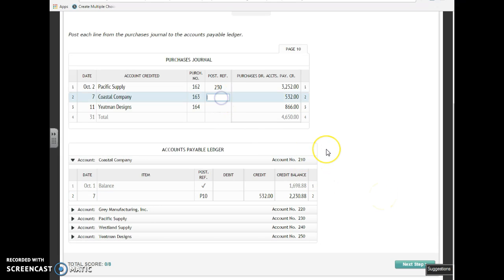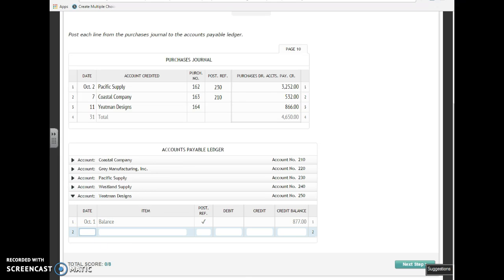Account number 210 up on your journal. Last one, to Yeatman Designs. I'm going to go ahead and open up Yeatman Designs. This took place on the 11th, from Purchases Journal 10. Again, we don't write anything in the item. Our credit was for $866. We already had a balance of $877, so $877 plus $866. Our new balance that we owe them is $1743. Account number 250 up top.